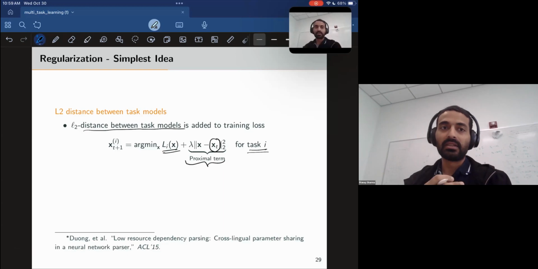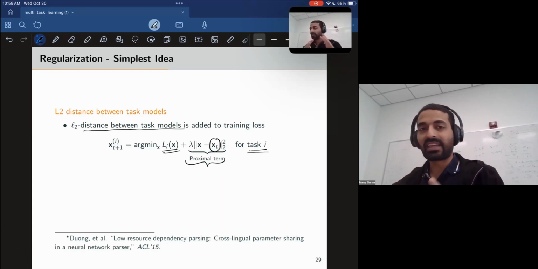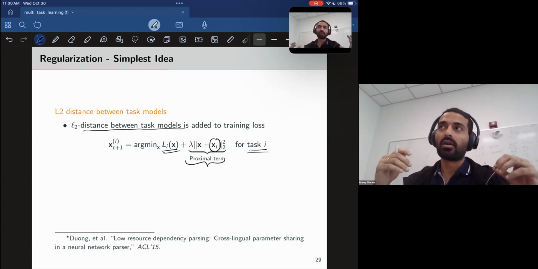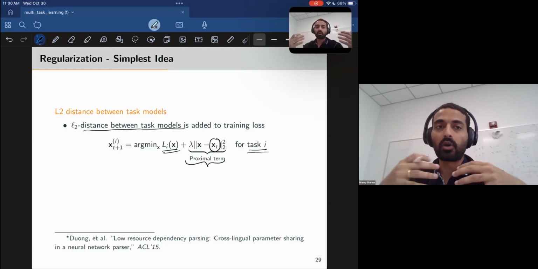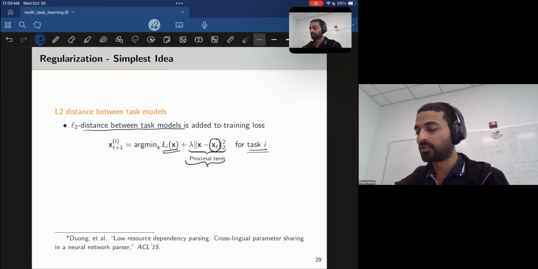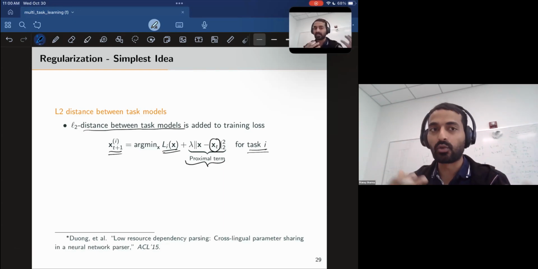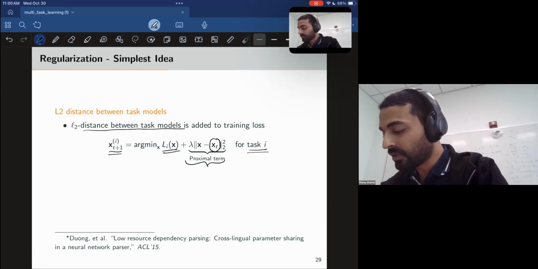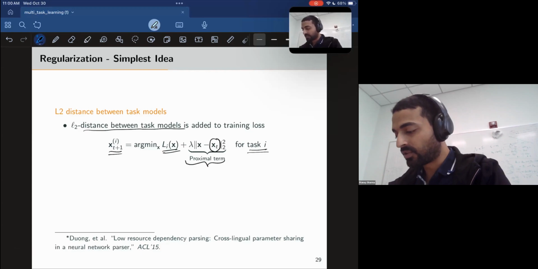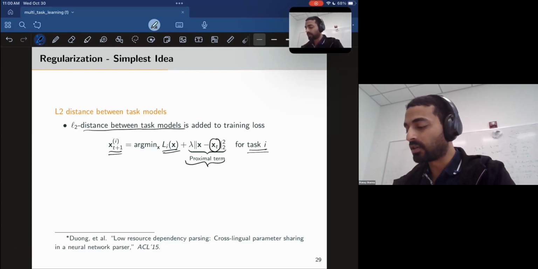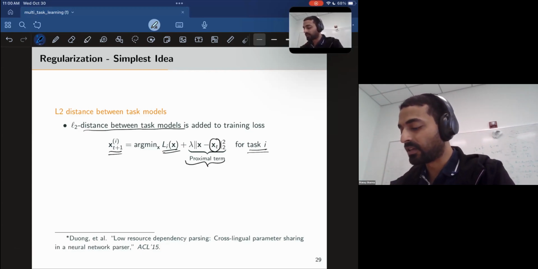So XT is some global model, and we are building our local model on top of this global model. We want to make sure that our local model XI is closer to this global model, right? And this was explored in the context of language processing in this paper from a few years back.